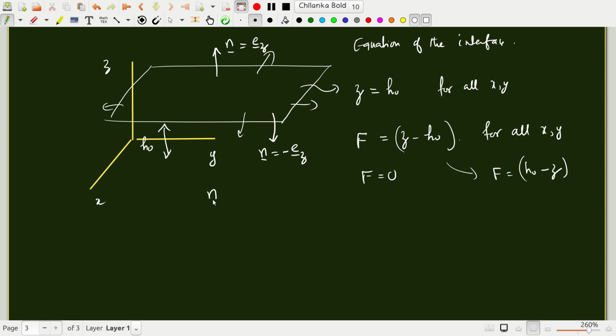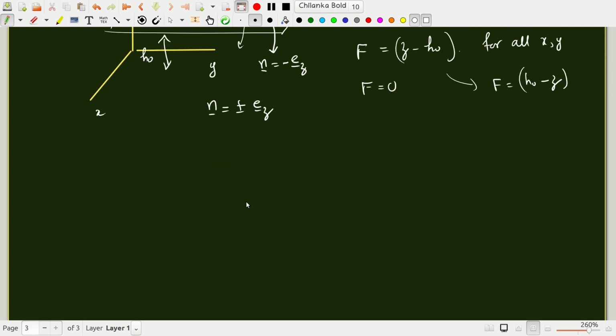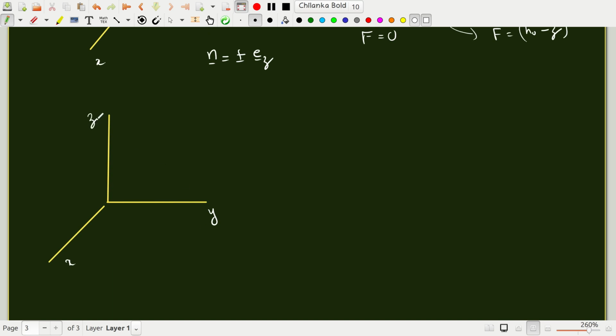Okay, so we can say that n right now is plus or minus Ez for this particular simple case, where Ez is the unit vector in the z direction. The plus or minus tells you the ambiguity, or the freedom of choice, you have in defining the unit normal. In general, of course, shapes are not as simple as flat surfaces. Okay, you have x, y, and z, and shapes can be quite complicated. It can bend anywhere.